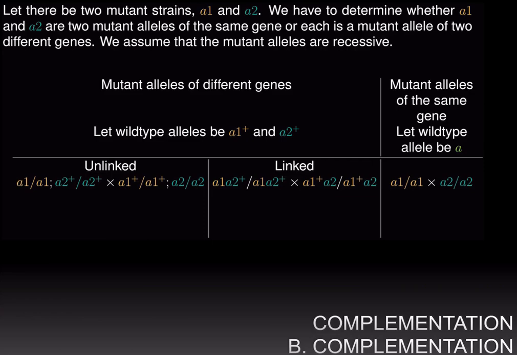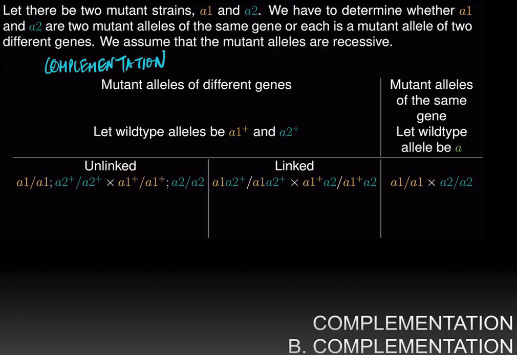And in these analyses, we always assume that the wild type allele is dominant and the mutant allele is recessive, which turns out to be generally the case. And to do complementation, it's quite simple. What you do is you cross the two strains, you cross the two lines, and you will get different outcomes depending on whether these are different genes or whether it's two alleles of the same gene.